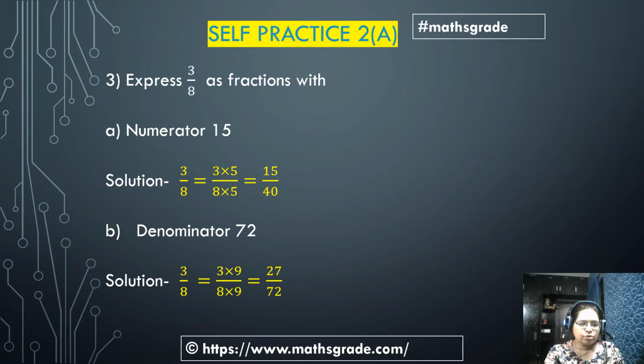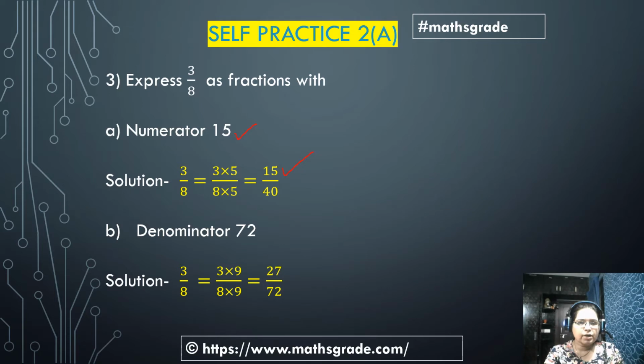Now we will solve question number 3. Question number 3 is to express 3/8 as a fraction with numerator 15. We know 3 multiplied by 5 is 15, and 15 is in the numerator.